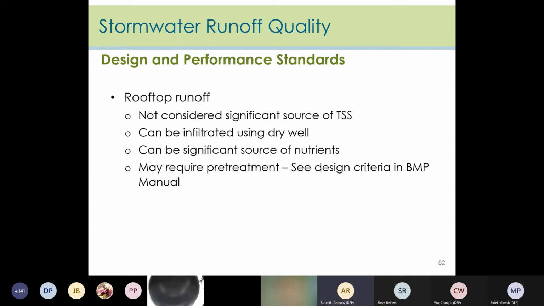Runoff generated by a rooftop is considered clean because it is not typically a significant source of TSS. However, it can be a significant source of nutrients, which the reviewer should make sure is considered in the design. Because of this, pretreatment of rooftop runoff may be a requirement depending on the BMP used, and the reviewer should consult the BMP manual for pretreatment information.